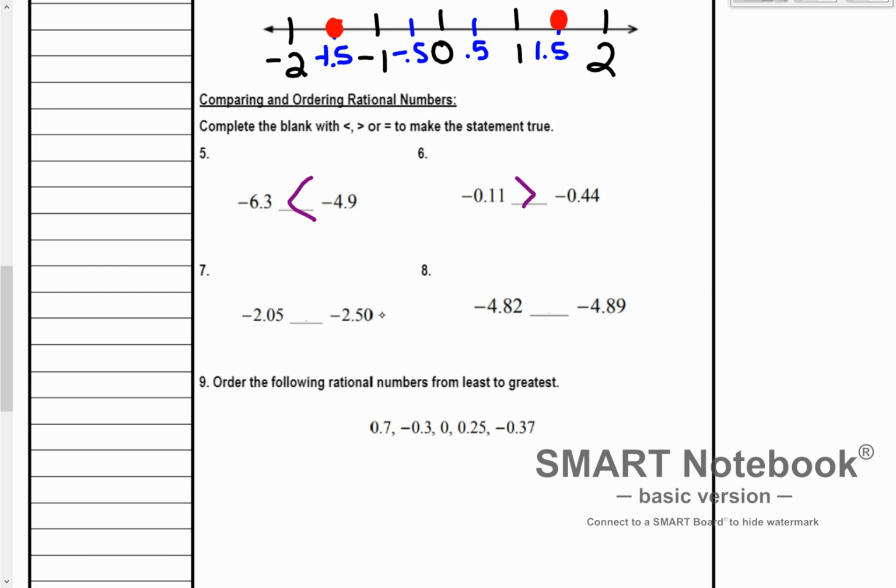Same thing here. If I am doing money here, I've got $2.50. If this is positive, $2.05. So which one will be larger? It will be $2.50. But since they're negative, it's going to open up to the less negative one, which is $2.05.